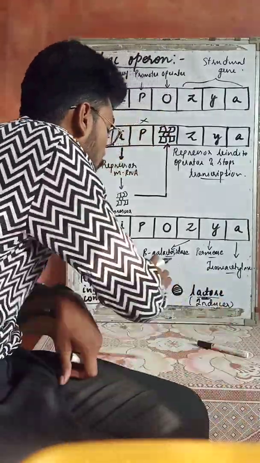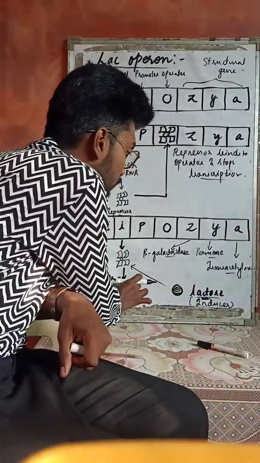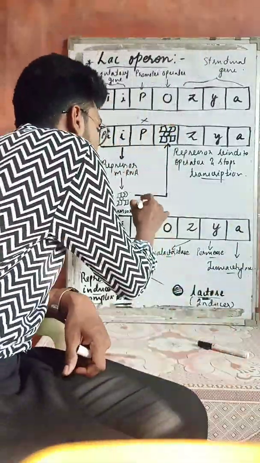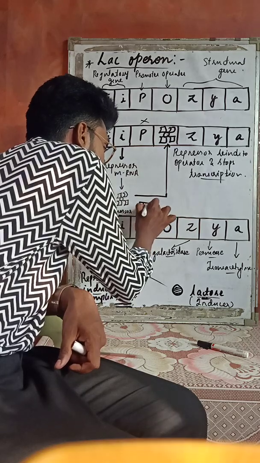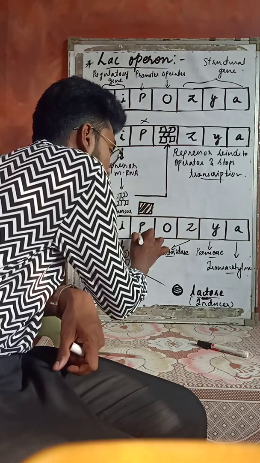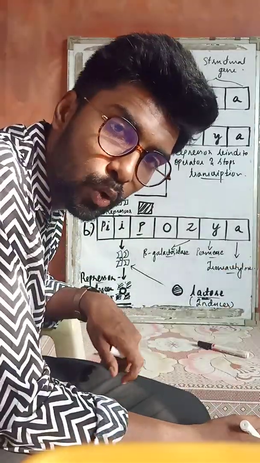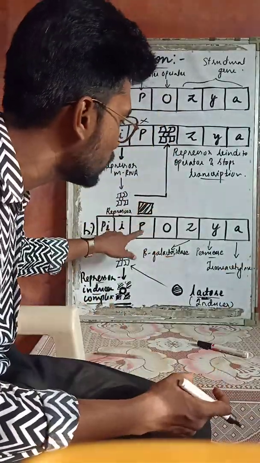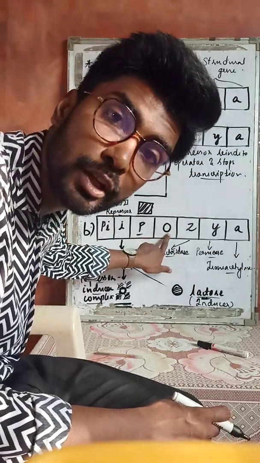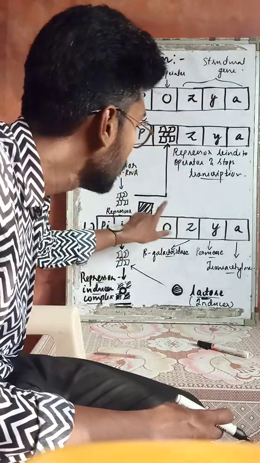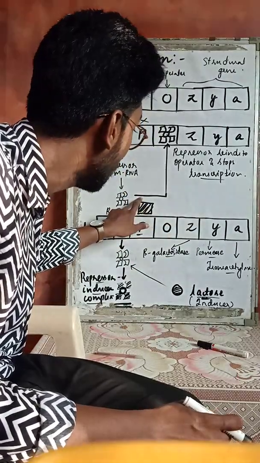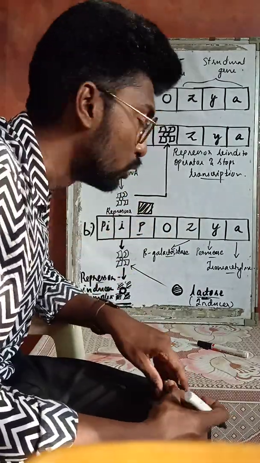Okay. Now, once the repressor-inducer complex is formed, the operator is totally free. Now the RNA polymerase enzyme can come and bind to the promoter. Why can it bind now? Because there is no repressor protein on the operator. Hence, the operator is free, and the RNA polymerase enzyme can come and bind to the promoter.